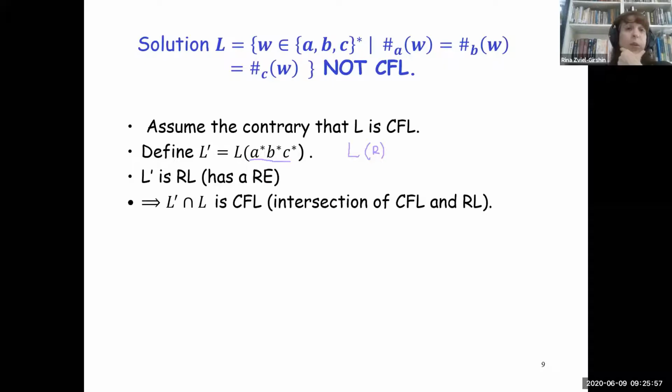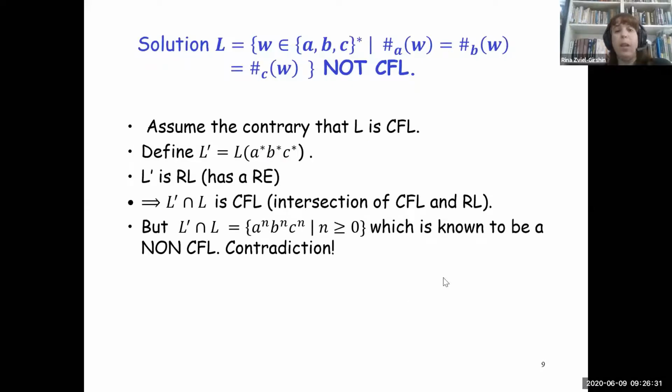And now what I will do is definitely what you mentioned. I will take L cap and perform the intersection with L. If L was a context-free language, we know that the intersection between a regular language and a context-free language should be a context-free language. This one is a regular language. This one we assumed was a context-free language. So the result should be a context-free language according to the theorem that we were given.